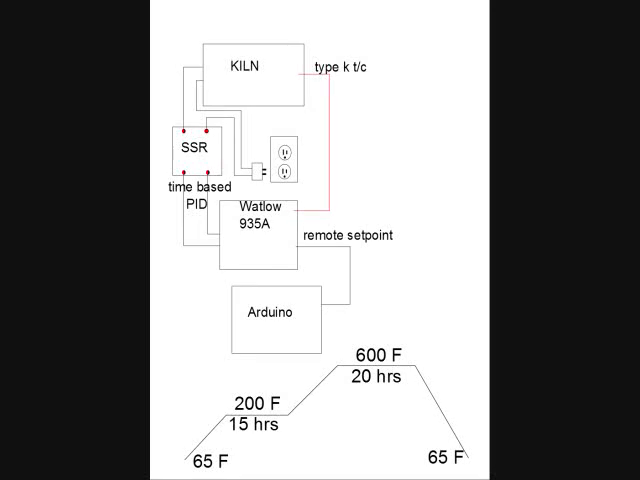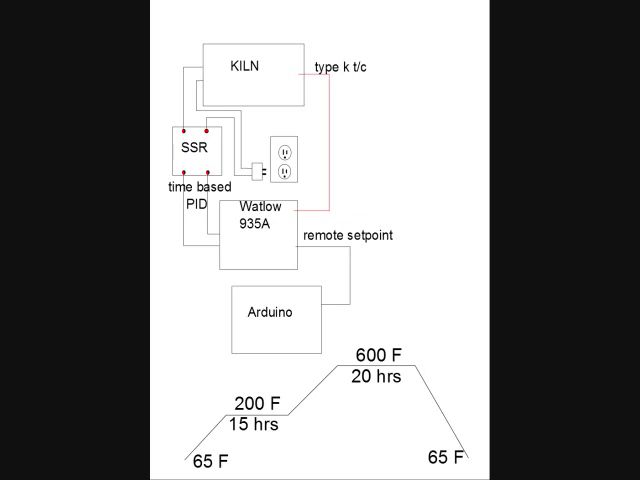This diagram shows the layout of my kiln controller system, as it is currently built. It is a simple closed-loop system, with a Watlow 935A receiving temperature feedback from a type K thermocouple. The Watlow compares the feedback temperature to the setpoint and provides time-based PID control to trigger a solid-state relay. The solid-state relay provides power to the kiln for heating.